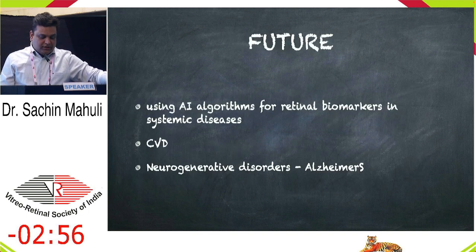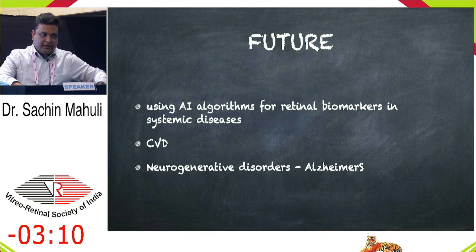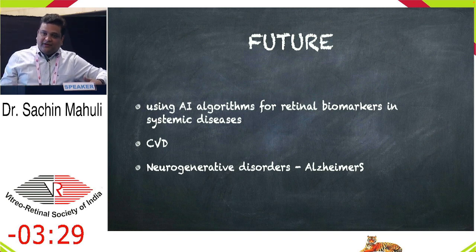So just to wind up my talk, drugs have already been discussed in the last talk, so I'll just skip that. The future: there are a lot of AI algorithms which people are using now. It's very interesting to read the latest articles wherein they are using AI-based algorithms for ocular biomarkers, especially retinal artery caliber and the neurosensory retina, wherein they can predict a lot of conditions like cardiovascular diseases and neurodegenerative diseases like Alzheimer's. They have identified certain biomarkers in the neurosensory retina which can predict whether this patient is going to develop Alzheimer's or not.